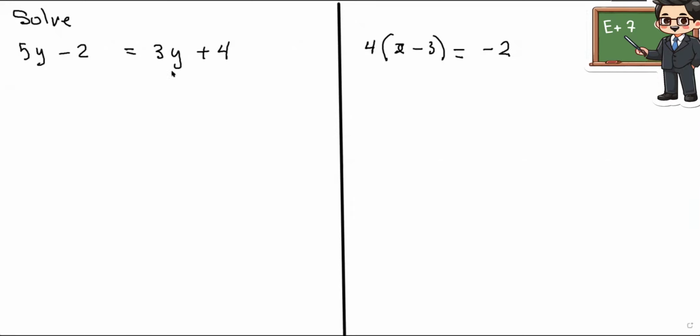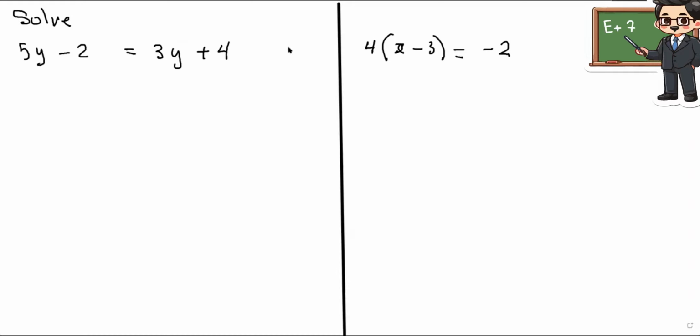I'm going to show you how to do this a little bit differently. You want to have the y's on one side, and you want to have the numbers without variables on the other side. So what you want to do here, you want to bring the 3y to this side, and you want to bring the -2 to this side. I know they teach you add 2 to both sides and then minus 3y both sides, but what I'm going to show you is that you could do this simultaneously very quick.